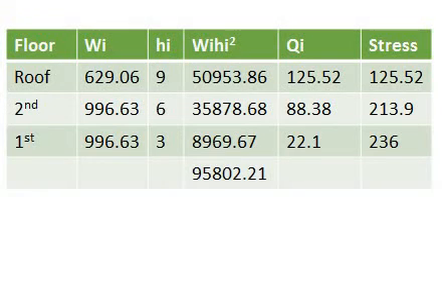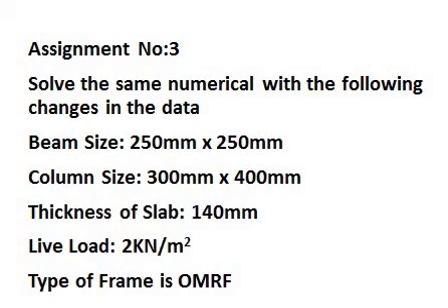Thank you. Now you need to solve your next assignment, that is assignment number 3. Solve the same numerical with the following changes in the data. For your assignment, you need to take the size of the beam as 250 mm into 250 mm, size of the column as 300 mm into 400 mm, thickness of slab 140 mm, live load that you will take as 2 kN per meter square, and type of frame we will consider as ordinary moment resisting frame.